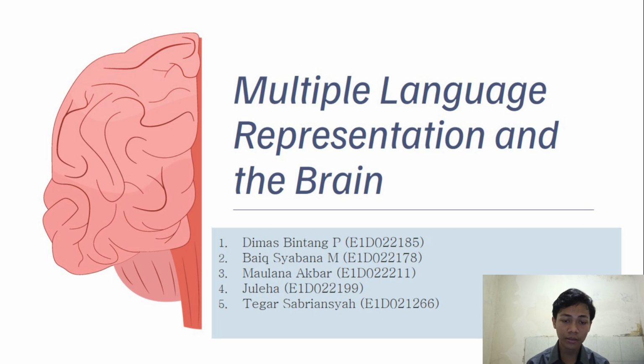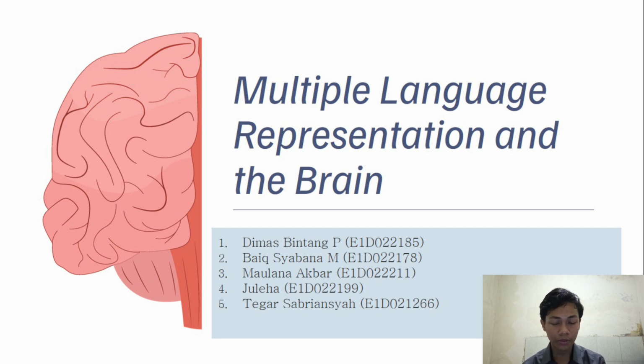First, here we have Dimas Bintang Pratama, with student number E1D022185. Next is Baik Syabana, with student number E1D022178. Next is myself, Maulana Akbar, with student number E1D022211. Next is Juleha, with student number E1D022199. Next is Tegar Sabriansha.